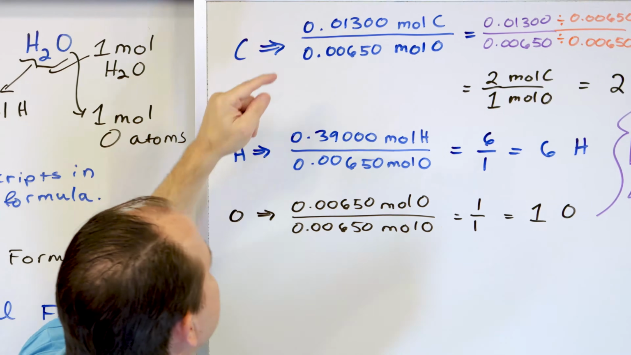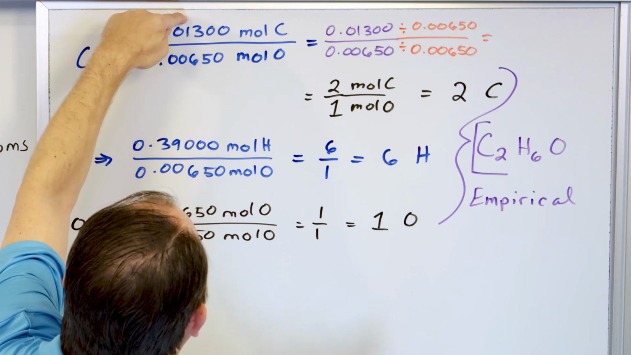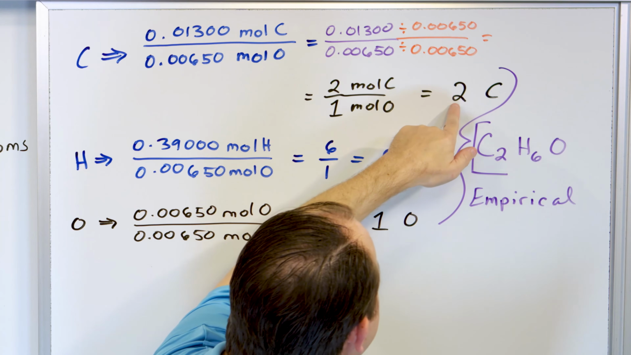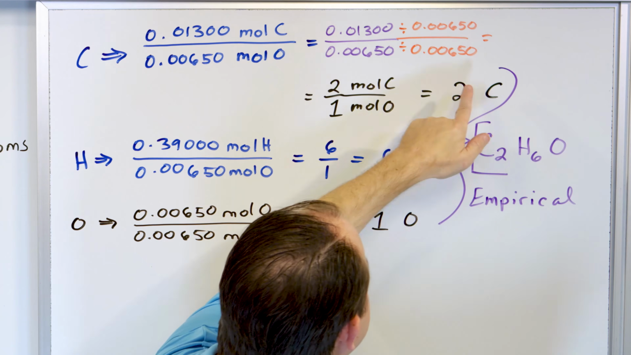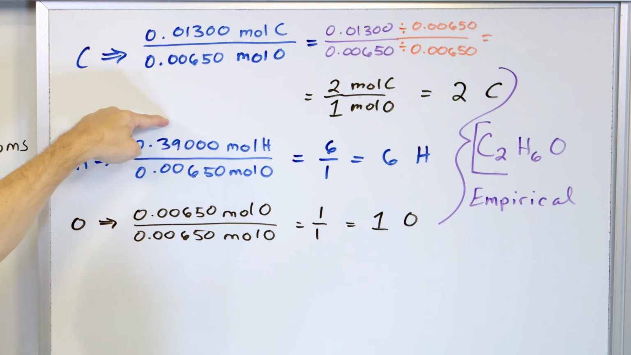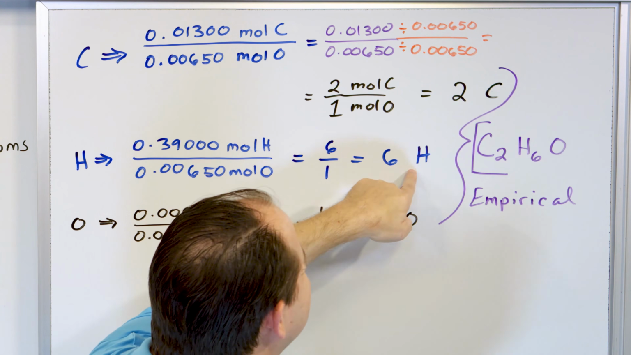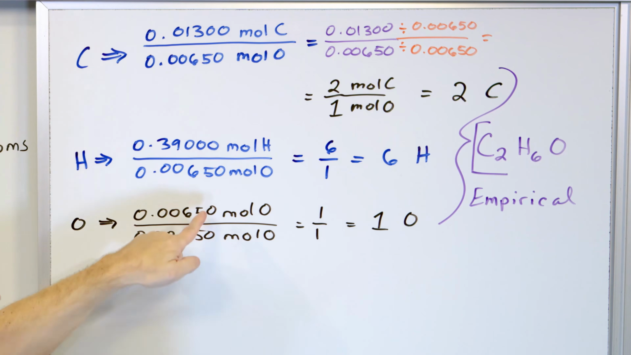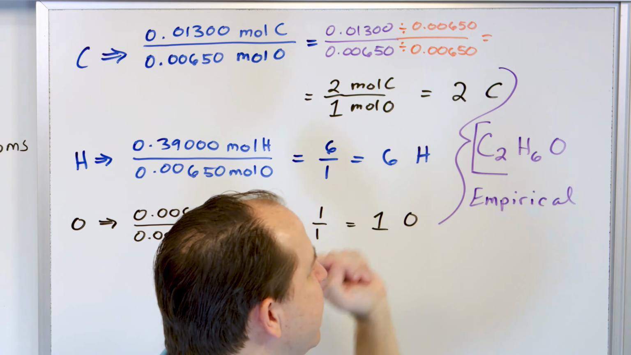But in this problem, for every this much of carbon, we have this much of oxygen. It comes out to be an exact whole number ratio. We have exactly double the amount of carbon by moles than we do of oxygen. Moles of hydrogen to oxygen, same thing, except there was 6 times the amount of moles of hydrogen compared to oxygen. And then for oxygen, we just get the number 1. This is the empirical formula.